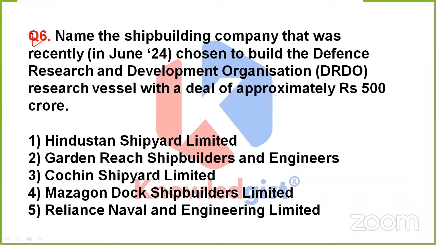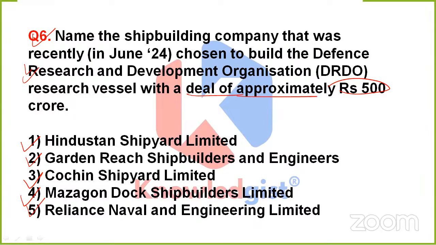Clear? Next question is asking, name the shipbuilding company that was recently chosen to build the Defense Research and Development Organization research vessel with a deal of approximately rupees 500 crore. So, is it Hindustan Shipyard Limited, Garden Reach Shipbuilders and Engineers, option 3, Cochin Shipyard Limited, option 4, Mazagon Dock Shipbuilders Limited, or option 5, Reliance Naval and Engineering Limited? So which is the correct option? Do you have any idea?